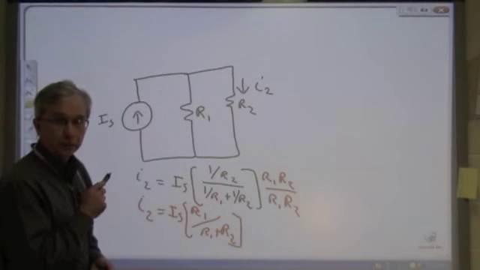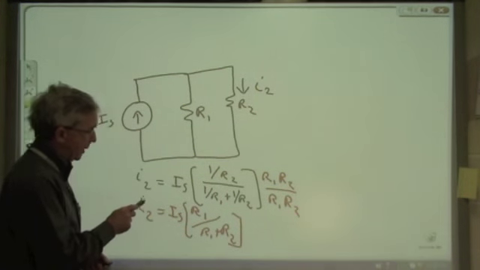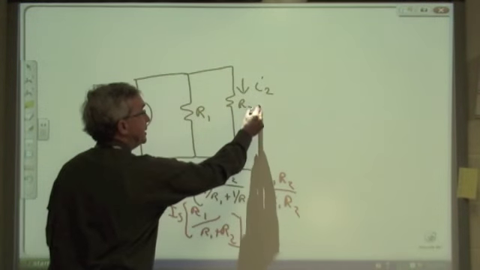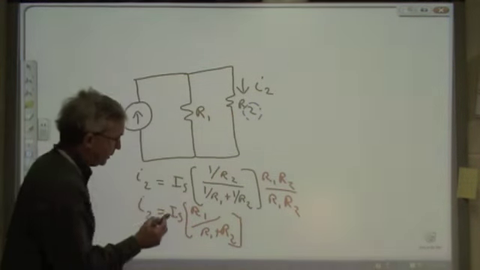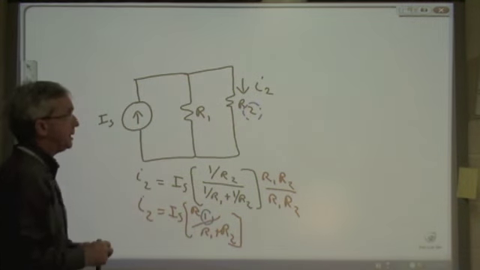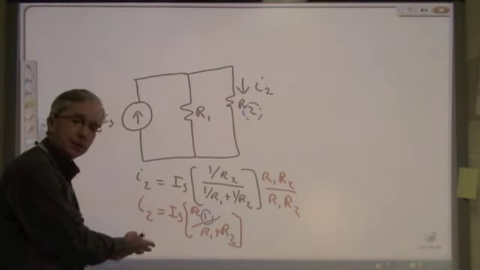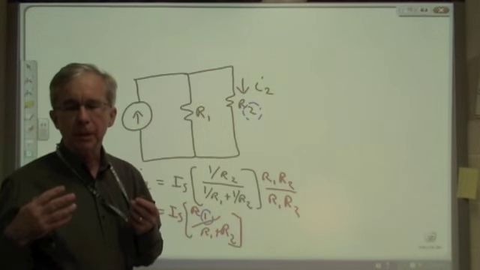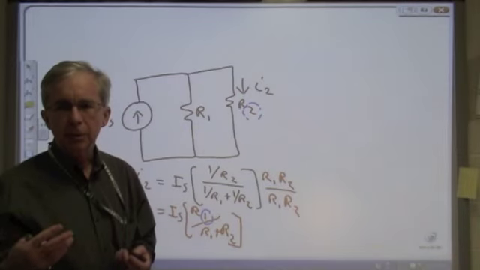I want to point out, though, one heads up. Maybe somewhat counterintuitive. Note that what we're finding is the current through R2, but look what's in the numerator here. It's R1. So be careful in using this other form. This alternate approach is only useful where we have just two resistors in parallel.